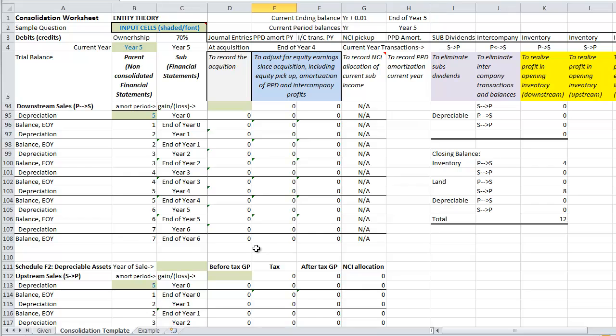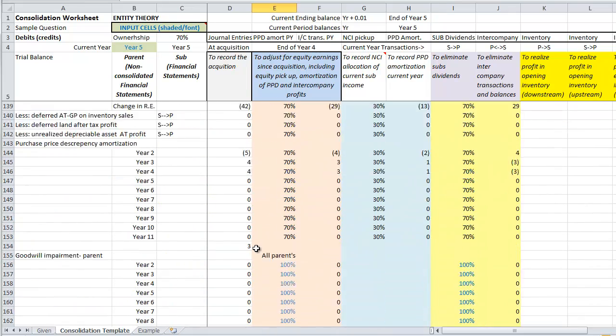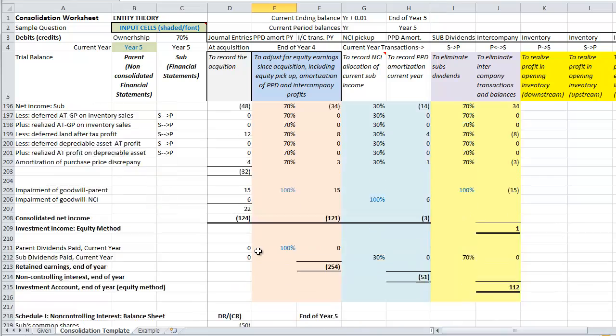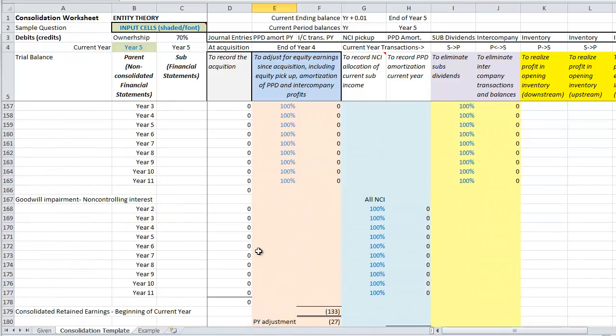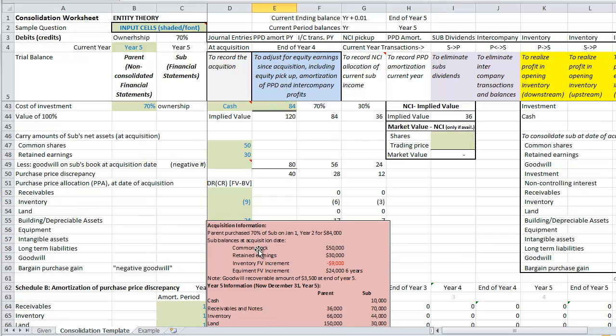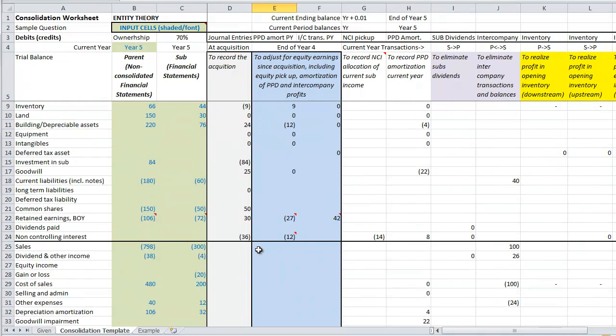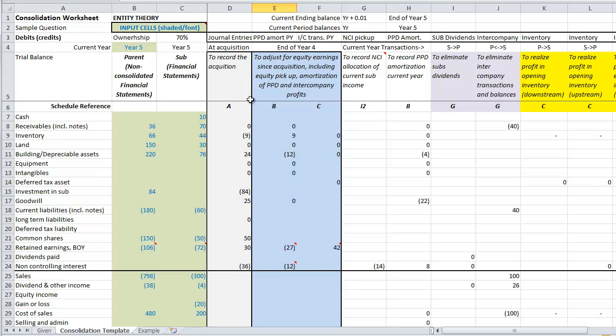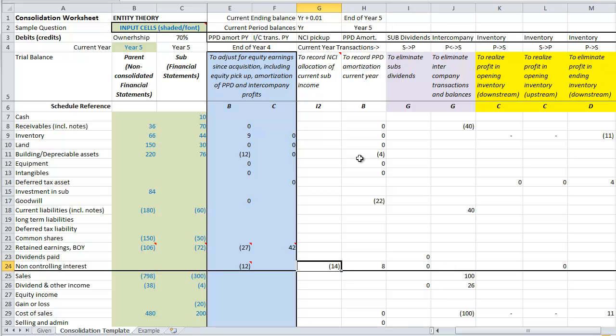And you can see that there's no more items for us to fill in the lime green cells as we move our way down. And therefore, our consolidation is now done. Let's check this out. If we go back up to our consolidation worksheet, you can see in the first column, column D, we've recorded the acquisition, which comes from Schedule A. Schedules B and C pick up our equity earnings and purchase price discrepancy amortization since the date of acquisition to the beginning of this year. Column G picks up the non-controlling interest allocation of the current year's net income.